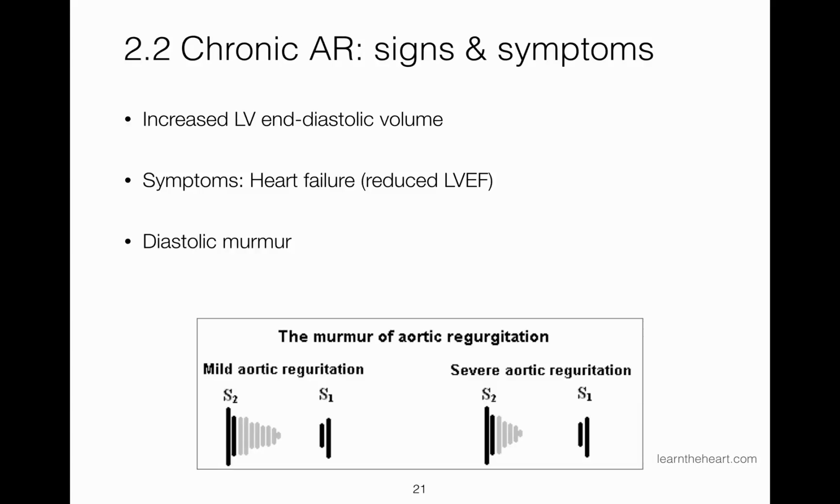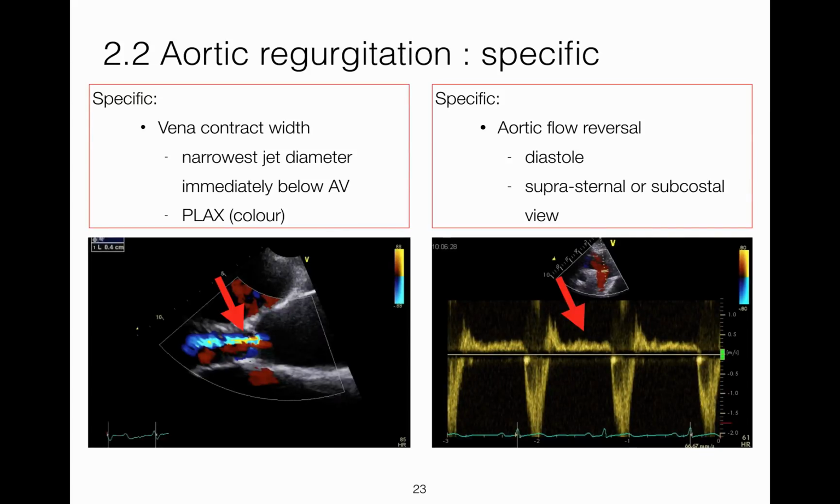The signs and symptoms that accompany chronic aortic regurgitation include left ventricular dilatation due to volume overload that results from the regurgitation, heart failure with reduced ejection fraction, and a diastolic murmur, in contrast to the systolic murmur that occurs with aortic stenosis. As I mentioned, we won't cover all measurements of valve function in this unit. For now, we will only consider the specific and supportive measurements of aortic regurgitation.